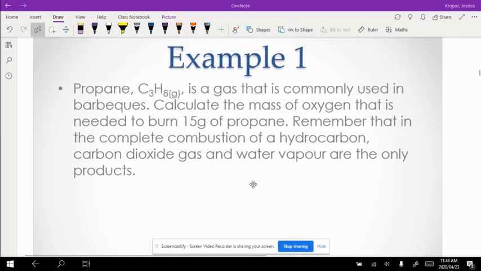Our first example that we are going to be looking at is going to be propane. Here they've given you the chemical formula for propane. It's asking for the mass of oxygen that is needed to burn 15 grams of propane. So that's the first number that came up. We can see our mass of propane, and the question is asking us about the mass of oxygen.